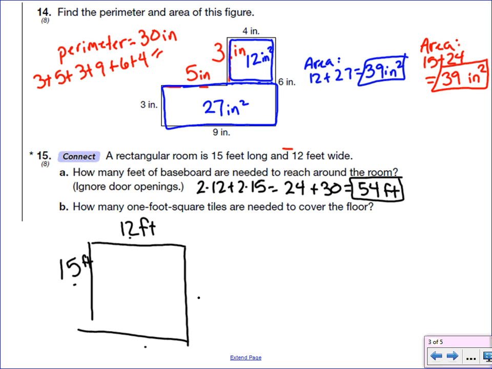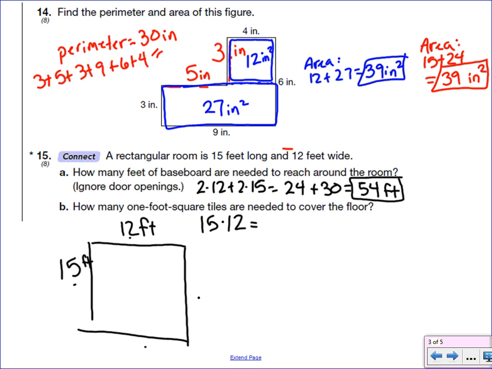How many 1-foot square tiles are needed to cover the floor? So now they're asking for the area. So if we were to cut this up into 12 slices and 15 slices, how many squares would you have? What's the area of the room? So 15 times 12.